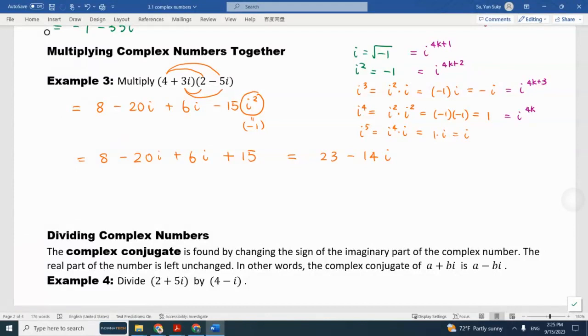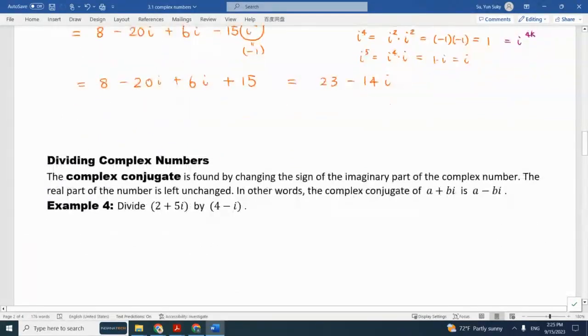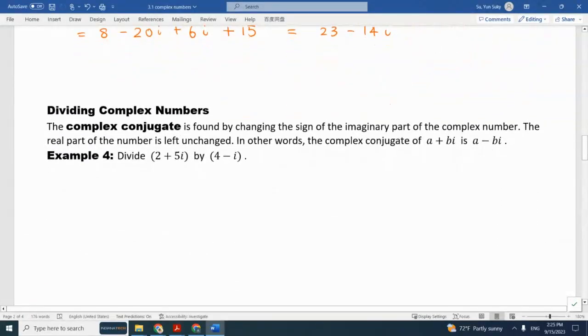Okay, and next, how do we divide complex numbers? Let's do this example: 2 plus 5i divided by 4 minus i. When you divide by a complex number, you multiply by the conjugate of the denominator. The complex conjugate is found by changing the sign of the imaginary part of the complex number.